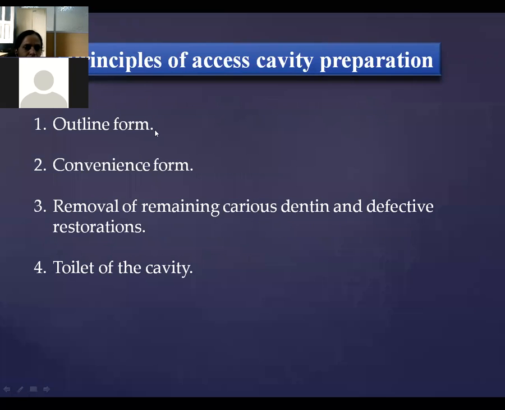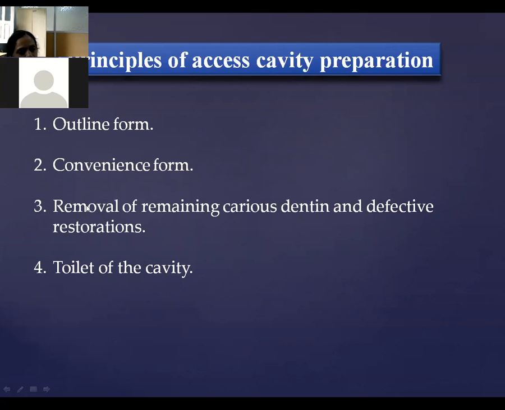So, principles. Just like a cavity preparation, we also have principles for the access cavity preparation. In that, first is the outline form. In that again, different sub principles are there, size, shape, that we are going to see in detail. Then convenience form. Like your cavity preparation, here also convenience form is there, that is to have a good visibility. Okay, convenience form is similar to your cavity preparation.